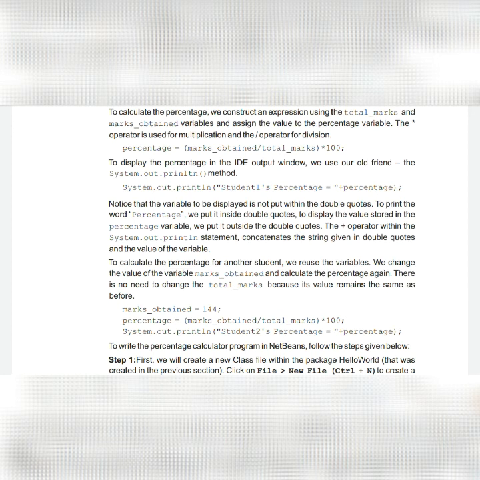To display the percentage in the IDE output window, we use our old friend, the System.out.println method. So always remember that in Java programming, the println method is used to print the output. So System.out.println("Student's percentage is equals to " + percentage). This is like, student 1's percentage is equals to plus percentage. What does it mean? The result which I get after calculating this will get printed here.